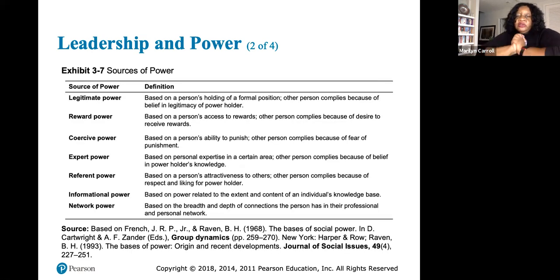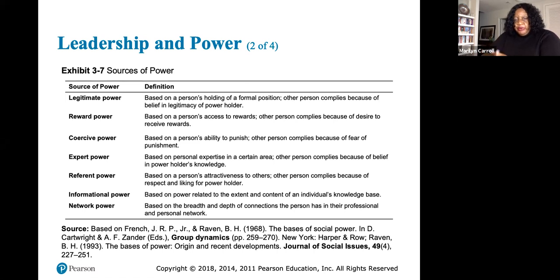Legitimate power is based on the person's holding of a formal position. The other person complies because of the belief in the legitimacy of the power holder. Then there's reward power, which is based on a person's access to rewards. The other person complies because of their desire to receive those rewards. Then we have coercive power, which is based on a person's ability to punish. The other person complies because of the fear of punishment.